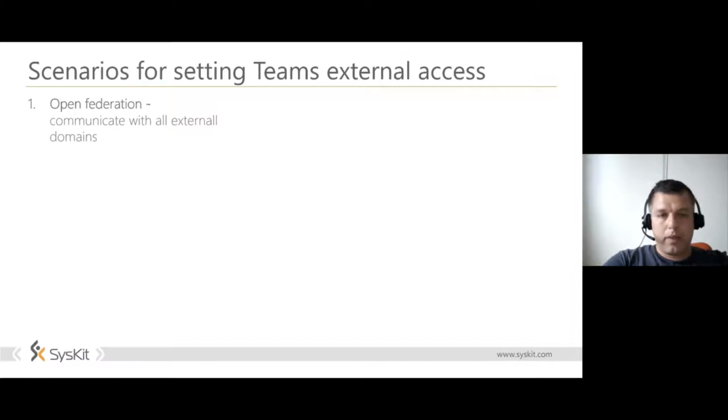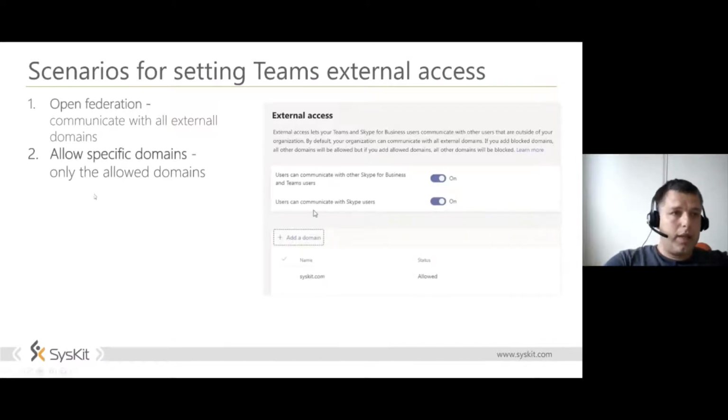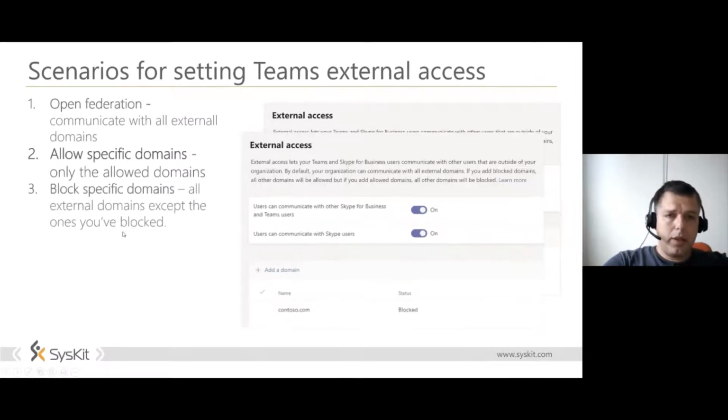Another setting that we have for Teams external access is allow specific domains. This means basically that by adding domains to an allow list, you limit external access to only allowed domains, while all other domains will be blocked. And the third option that we have is block specific domains. Basically, this means that by adding domains to a block list, you can communicate with all external domains except the ones that you have blocked. Okay. So let's move on.